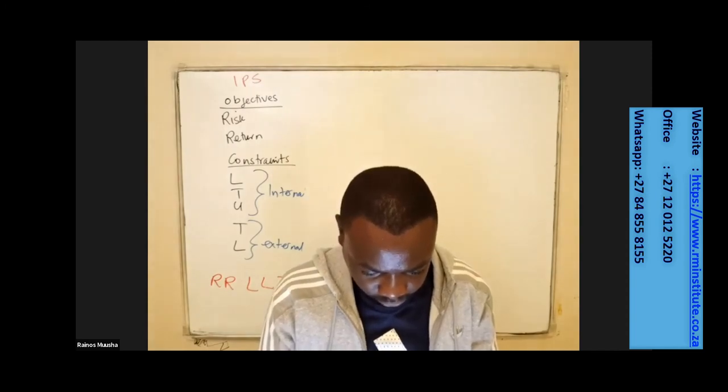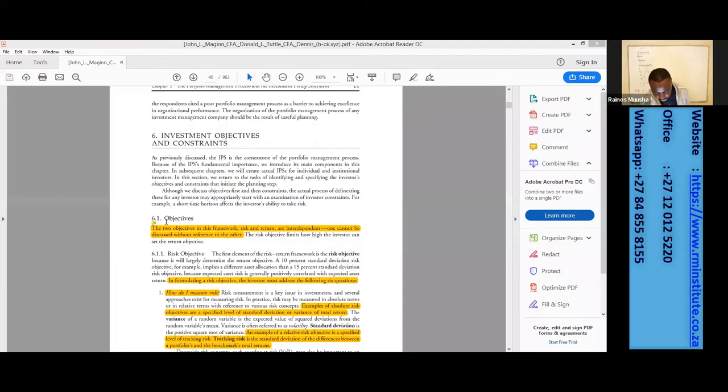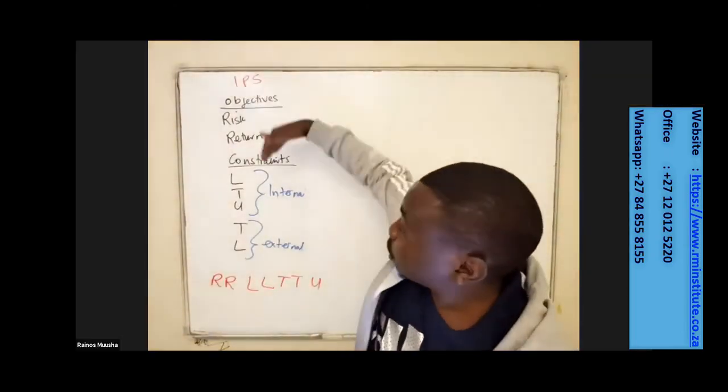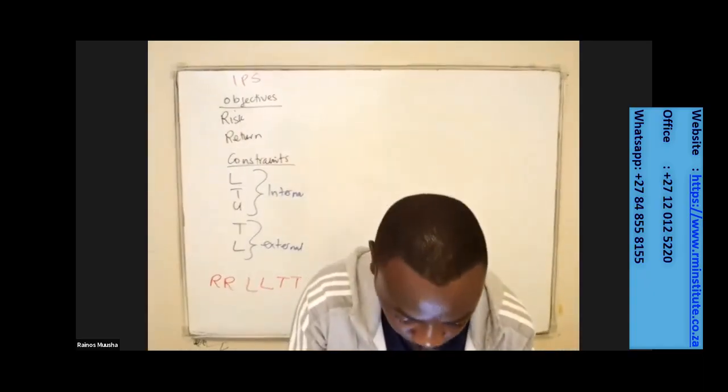Next, we are now going to look at section 6 of the chapter. And section 6 of the chapter looks at investment objectives and constraints. So we're now going to be looking at the investment objectives and constraints, which are going to be covered in the investment policy statement there as well.